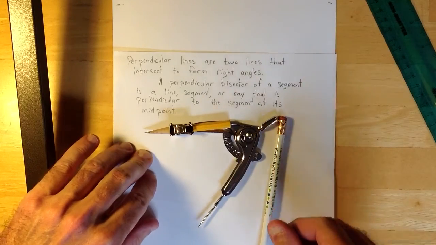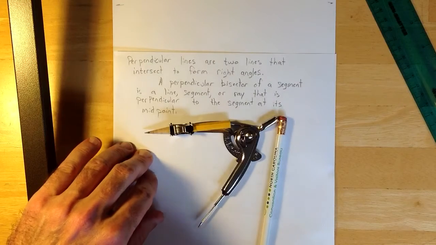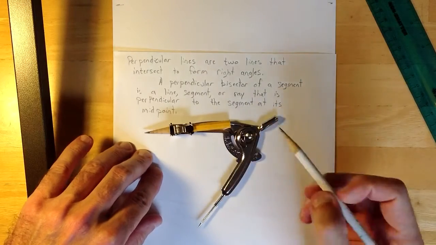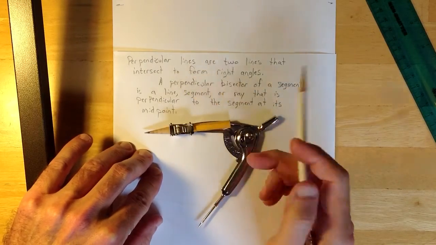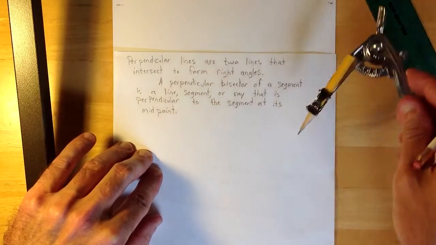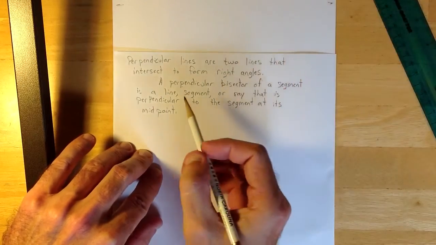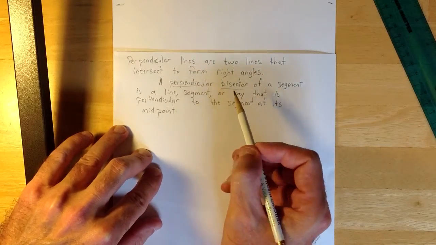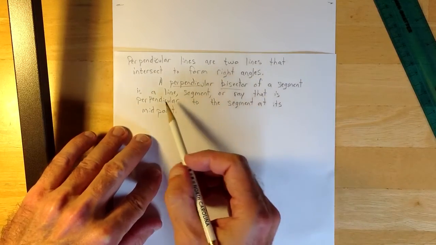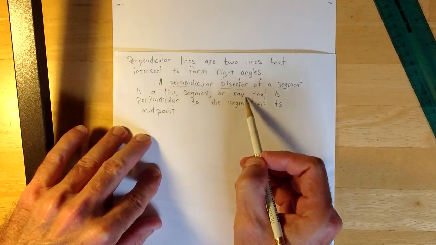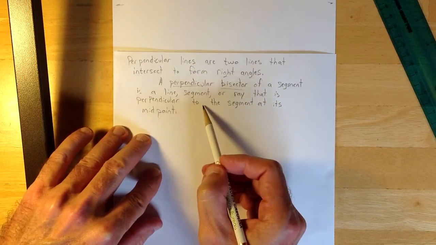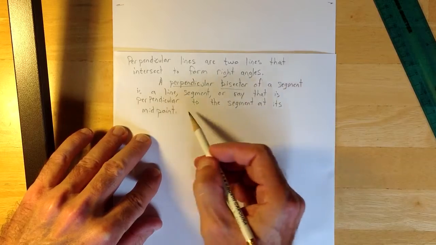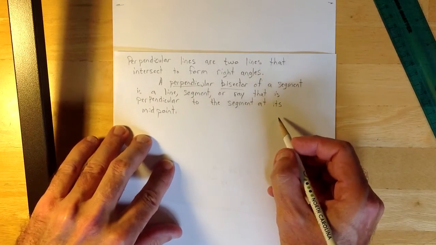Perpendicular lines. Okay, so obviously you need two. Perpendicular lines are two lines that intersect to form right angles. And as we drill down and talk about perpendicular bisectors, a perpendicular bisector of a segment is a line, segment, or ray that is perpendicular to the segment at its midpoint.